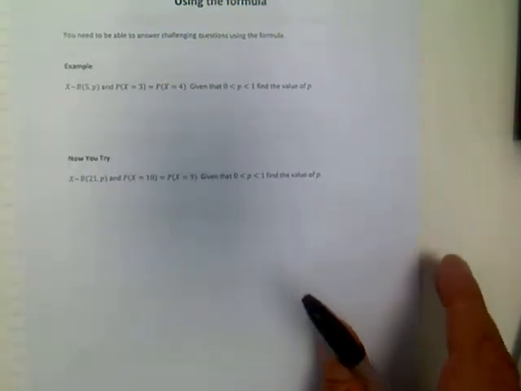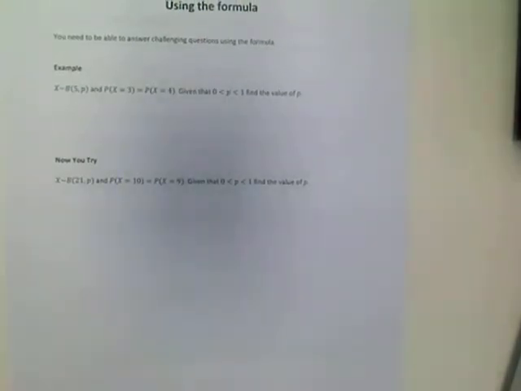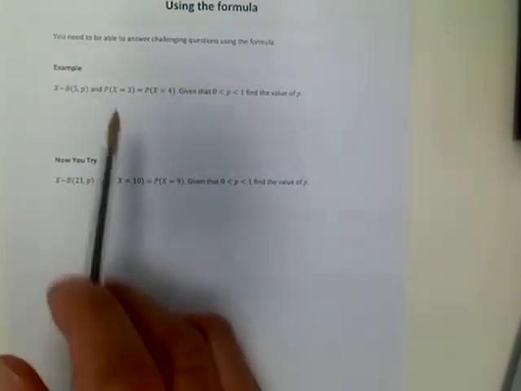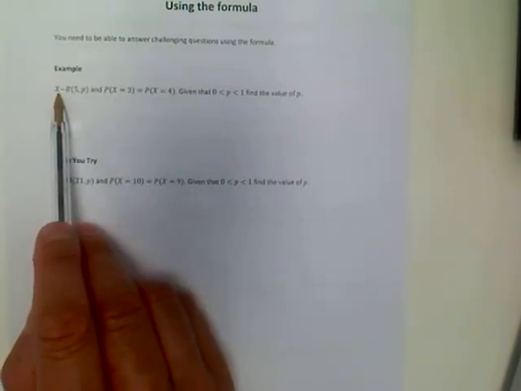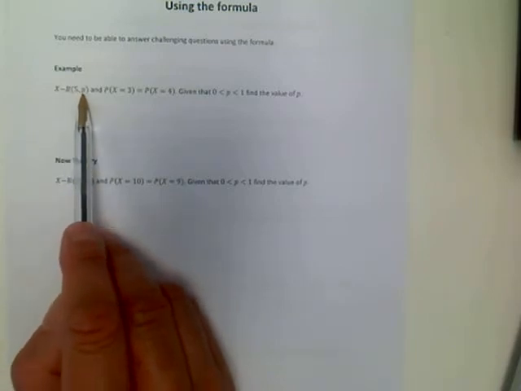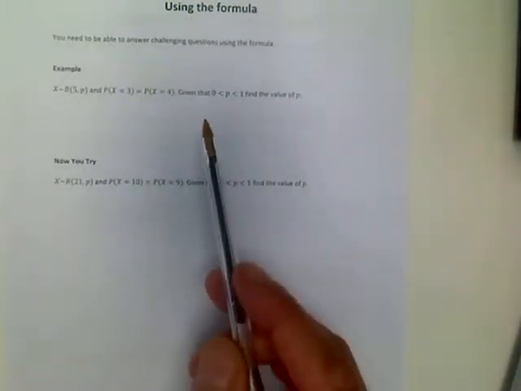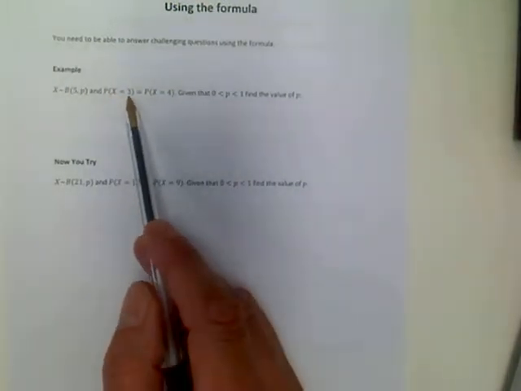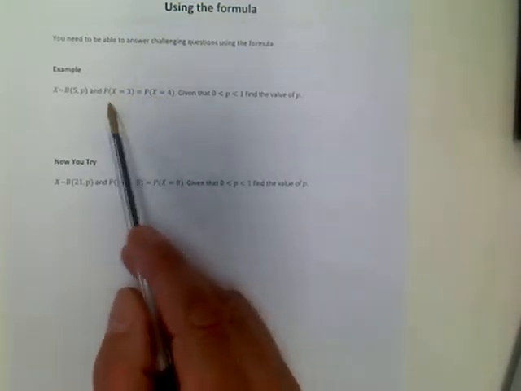Okay, so we'll have a look now at some, I suppose, slightly more tricky questions where we need to use the formula. So in this question, we're given a binomial distribution. So I've got x is distributed binomially with a number of trials of 5, but I'm not given the probability. What I am told is that the probability of x being equal to 3 and the probability of x being equal to 4 are the same.